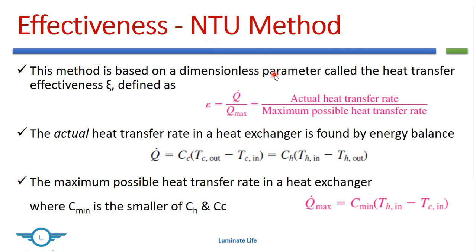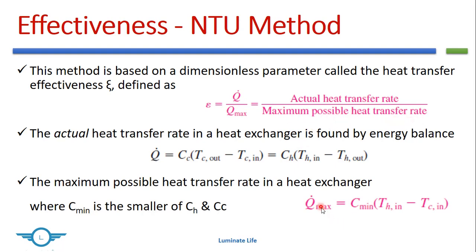So for this, we defined a non-dimensional number called effectiveness, which is nothing but the ratio of the actual heat transfer rate to the maximum possible heat transfer rate. The actual heat transfer rate we already discussed in LMTD from the energy balance as Cc (Tc,out minus Tc,in), or Ch (Th,in minus Th,out). Here Cc and Ch are the heat capacity rates, which is nothing but the product of mass flow rate and specific heat. Now we also need the maximum possible heat transfer rate.